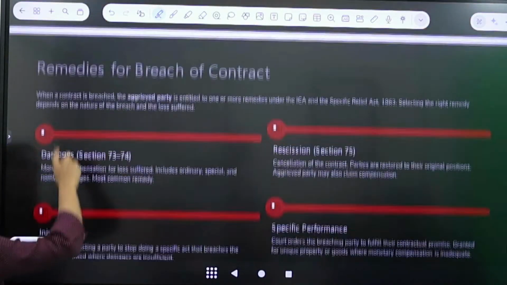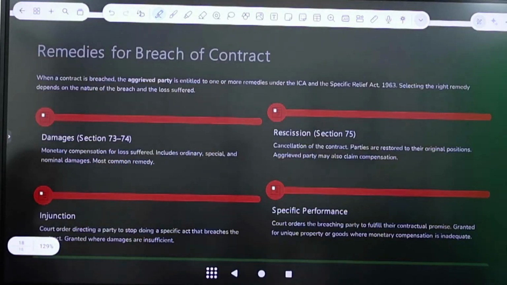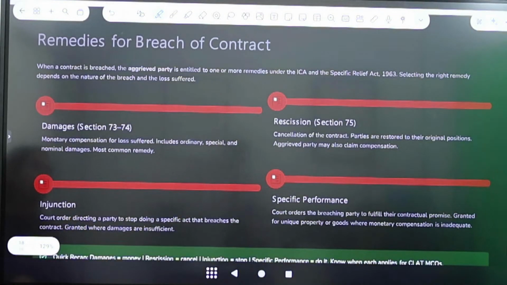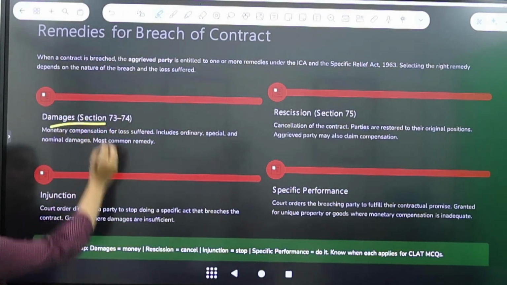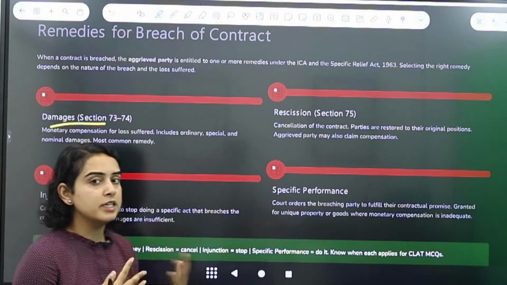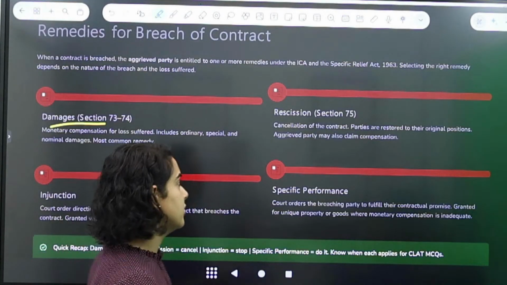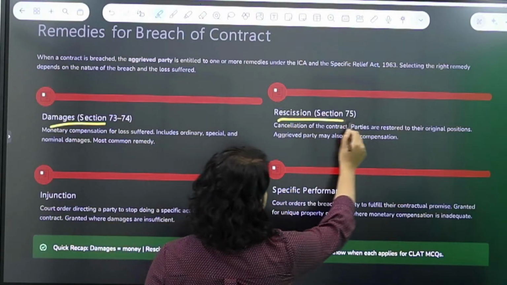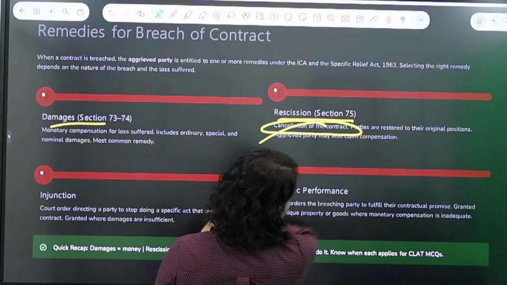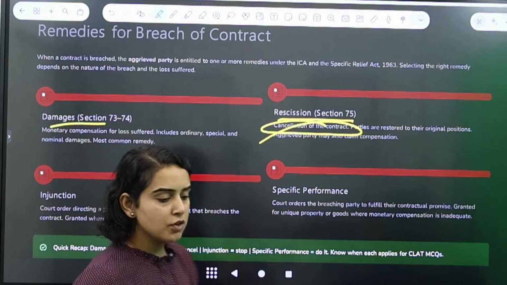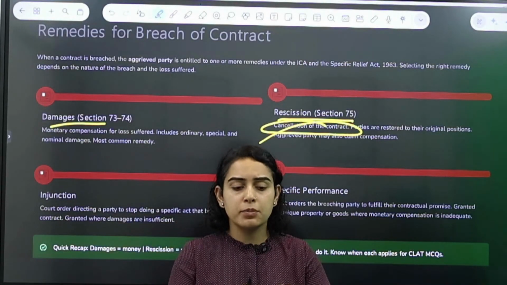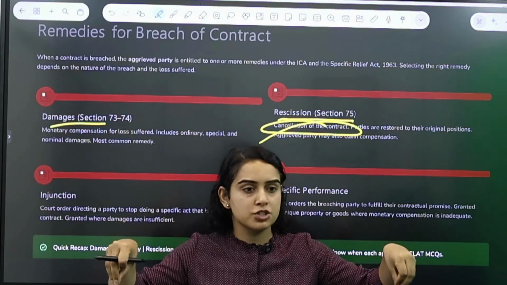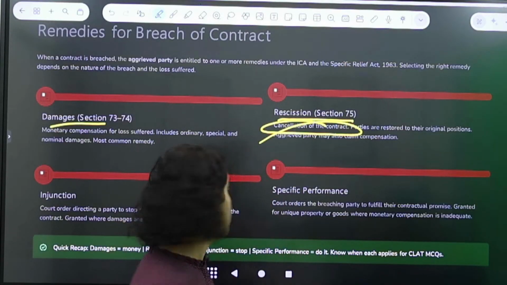Once you sue any party for breach of contract, there are some remedies that are available in the law of contract. First is damages. Damages means any sort of monetary compensation, money that you will get in return. Second is rescission. Rescission means cancellation of the contract, which means the contract now has no validity. It is cancelled. The parties will stand at their original positions, the way they were before the contract.